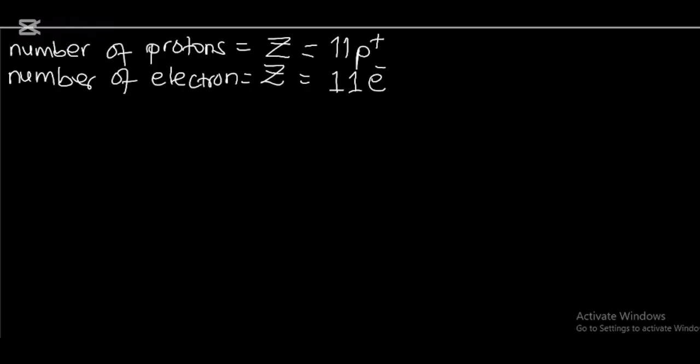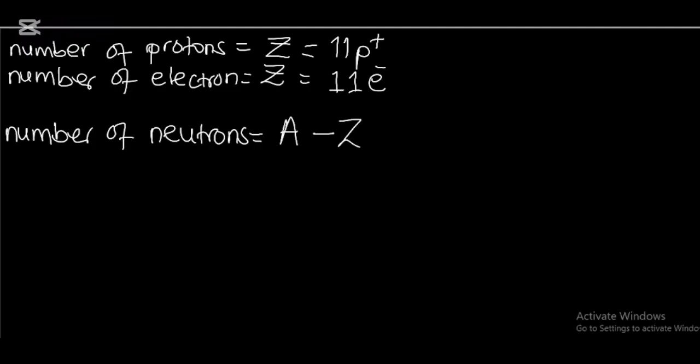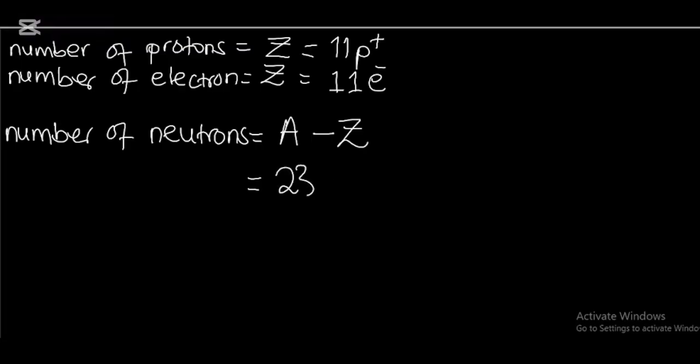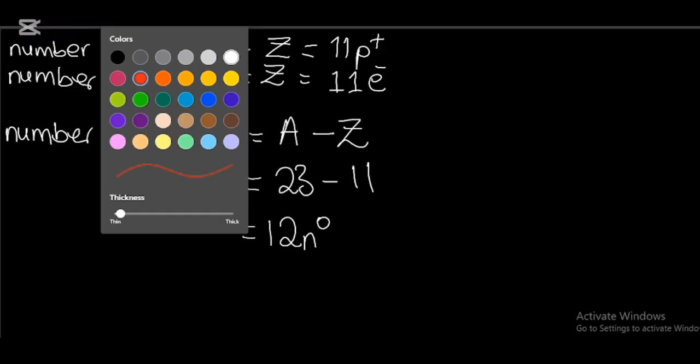And now, let's calculate the number of neutrons. The number of neutrons is equal to the atomic mass minus the atomic number. Our atomic mass is 23, so we'll have 23 minus 11, which is equal to 12 neutrons. So I would like us to draw the nucleus. Let's go ahead and draw the nucleus.